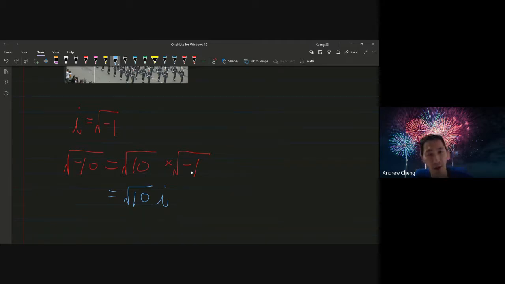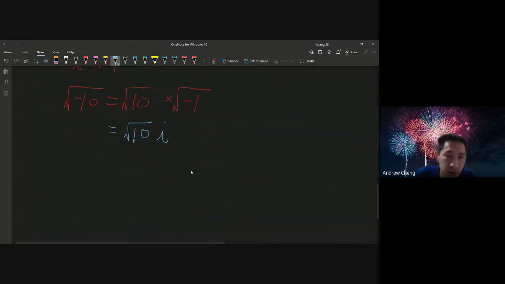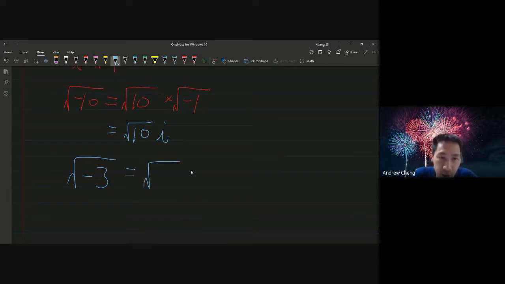This is a very important step. You can turn the negative sign inside the square root into i. So whenever you see, for example, √-3, it will be square root of 3 i. If you see √(-1/2), it will be square root of a half and then i. You just turn the negative into i.